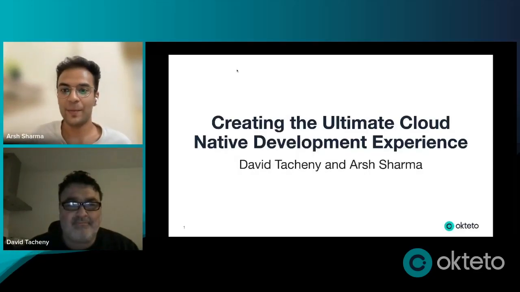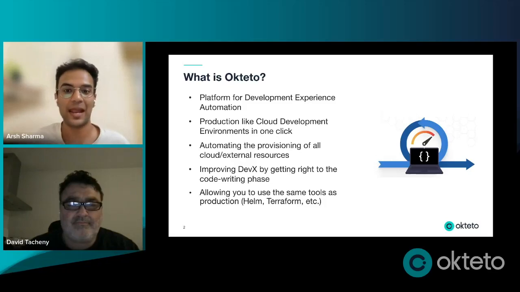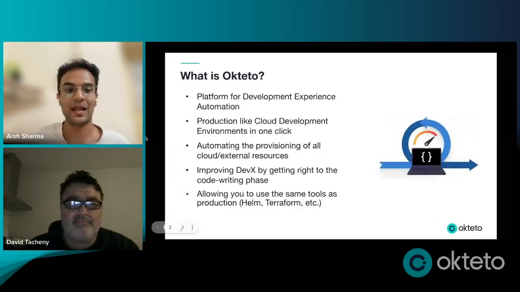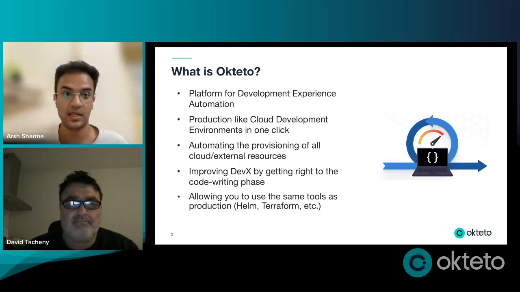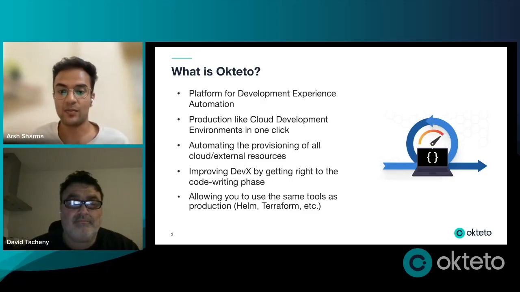All right. So I'll bring up my screen and we'll just get right into it because we have lots of cool features to show you. Before we get started, I just want to quickly tell what Okteto is about. Okteto is a platform for dev experience automation. We have talked about dev experience, but what Okteto does is it allows you as platform engineers to automate that in a way that you're able to provide this better development experience while not having to manually control things or do things for the developers. So we provide production-like cloud dev environments which developers can spin up in one click and develop their applications in, and we allow you to get right to the code writing phase and use the same tools you use in production, be it Helm, Terraform, or whatnot.